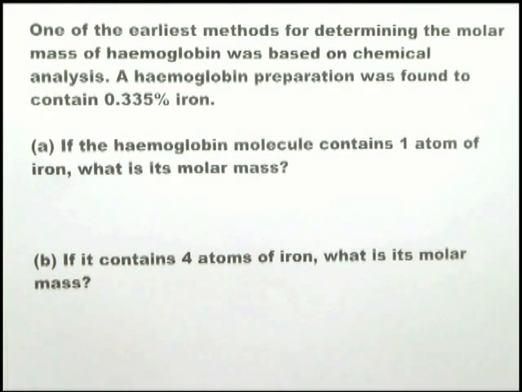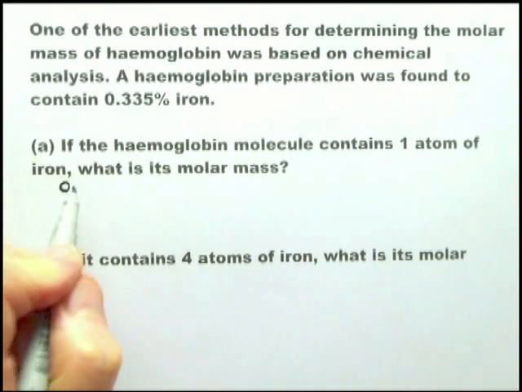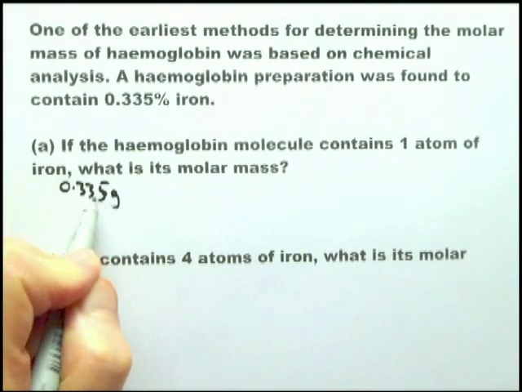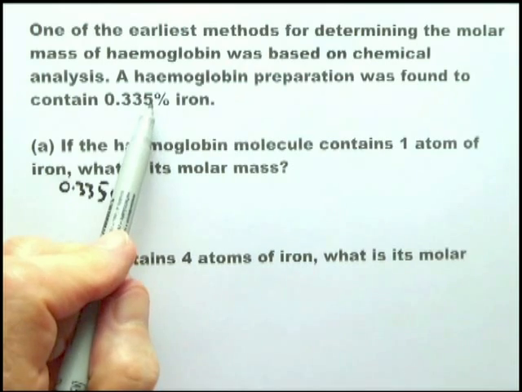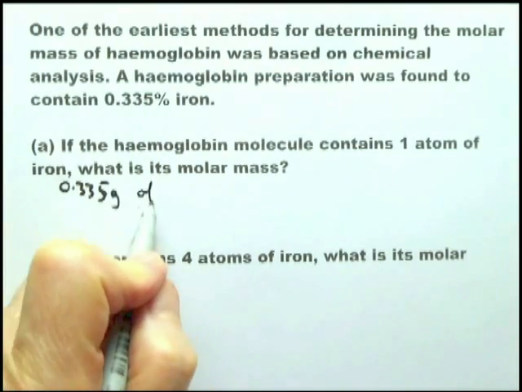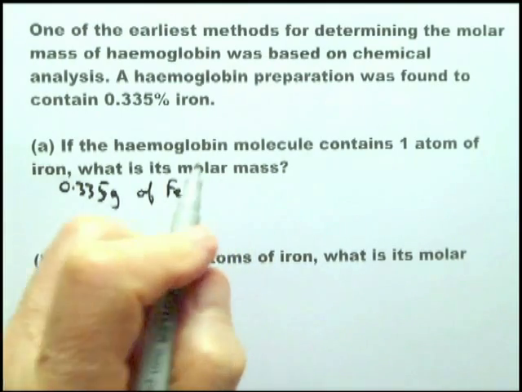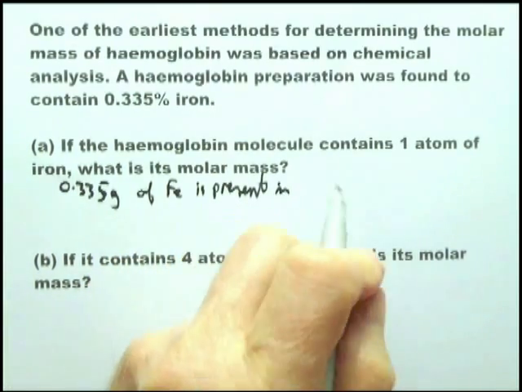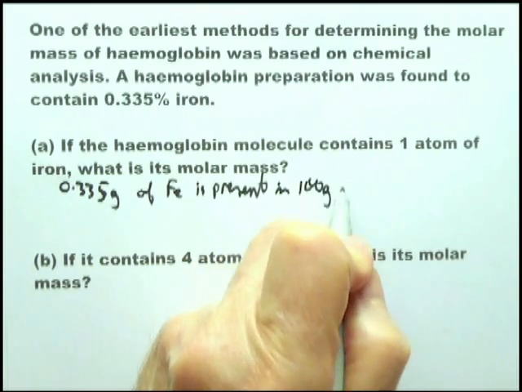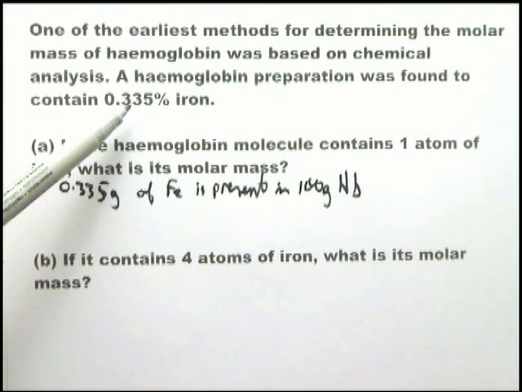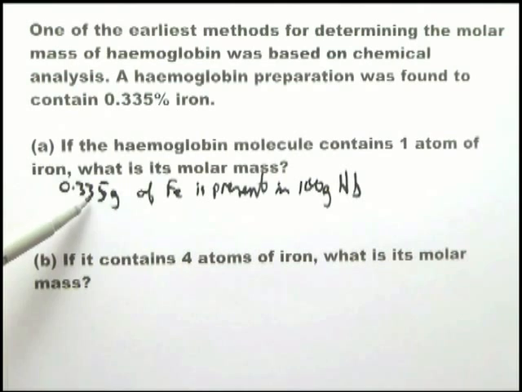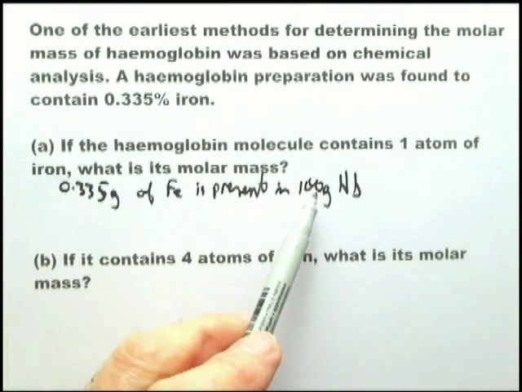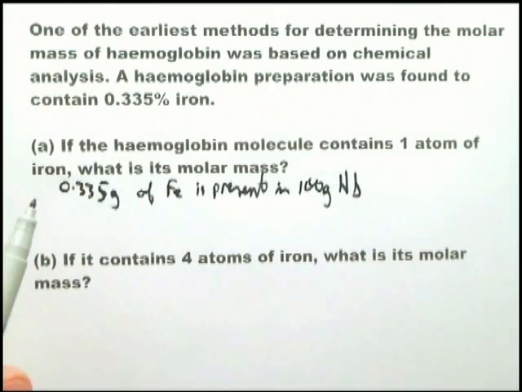Obviously it's not the same chemical. I'll show you how to deal with this particular situation where you're simply given the percentage of one element. I would simply write down, and I would turn this into grams, 0.335 grams of iron is present in 100 grams of hemoglobin. Converted the percentage into grams, and 0.335 grams of iron is present in 100 grams of hemoglobin, which is what they say.